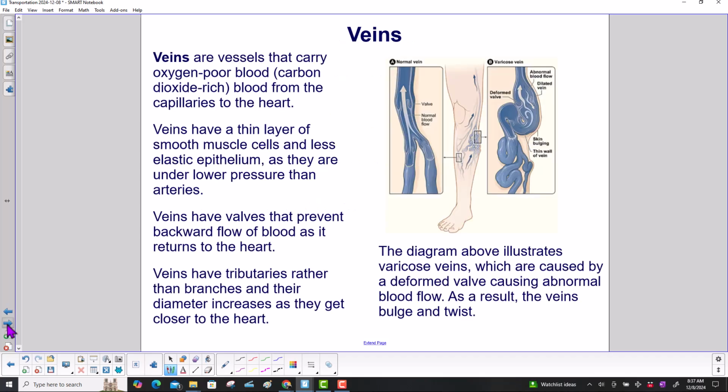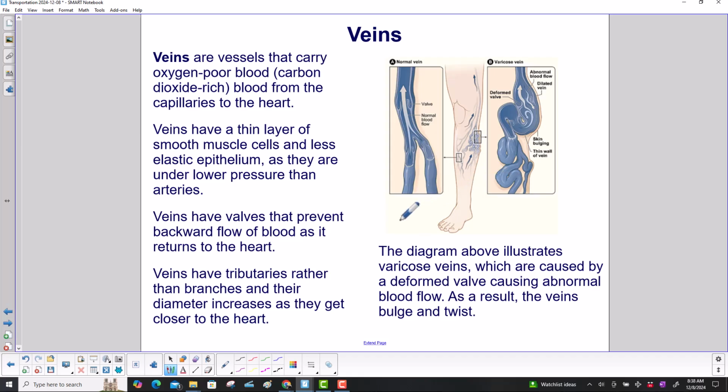Veins are vessels that carry oxygen-poor blood, that is carbon dioxide-rich blood, from the capillaries to the heart. They have a thin layer of smooth muscle cells and less elastic epithelium as they are under lower pressure than the arteries. Veins have valves that prevent backward flow of blood as it returns to the heart. They have tributaries rather than branches, and their diameter increases as they get closer to the heart.